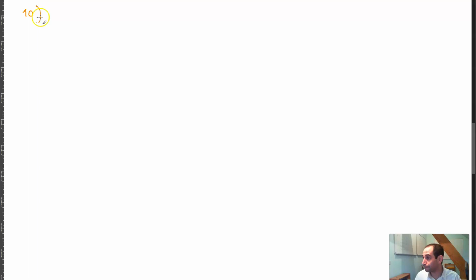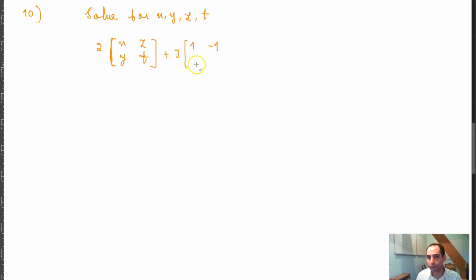Now question number 10. You want to solve the equation for x, y, z and t if 2 times the matrix x z y t plus 3 times the matrix 1 negative 1 0 2 is equal to 3 times the matrix 3 5 4 6.